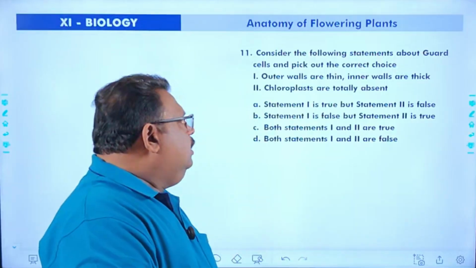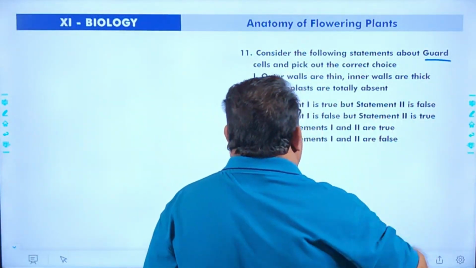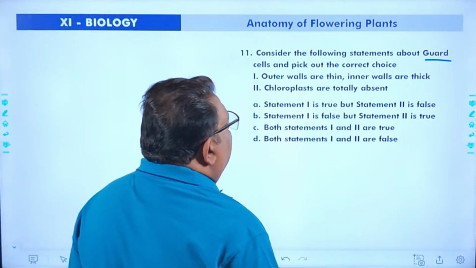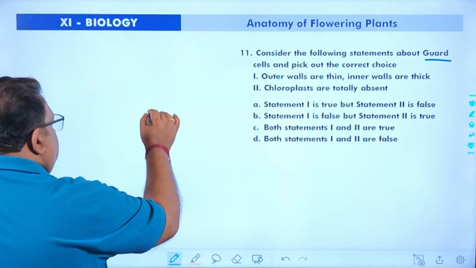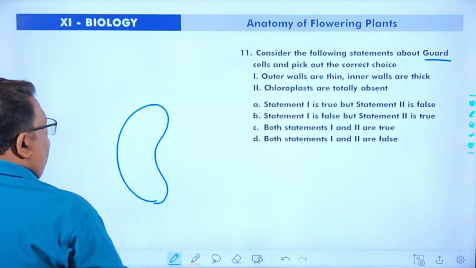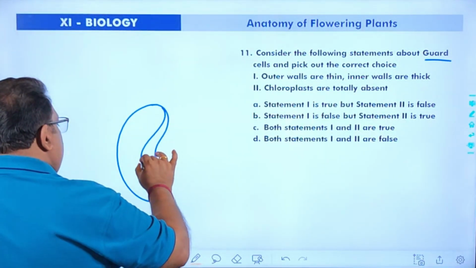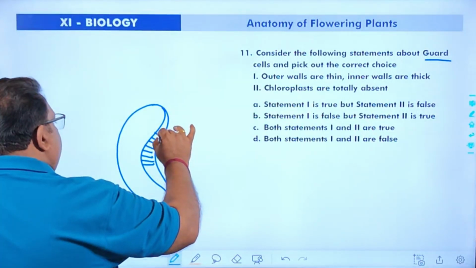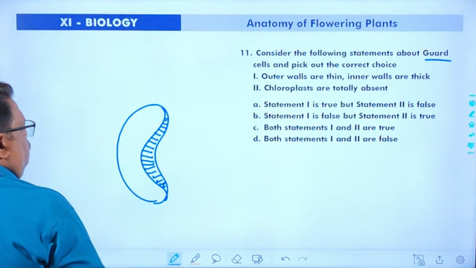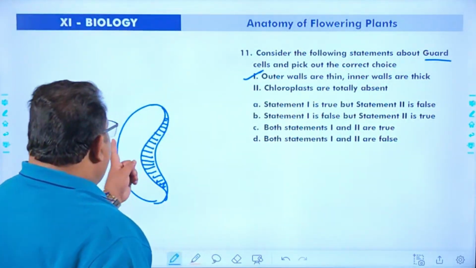Next one. Consider the following statements about guard cells, and pick out the correct choice. The outer walls are thin and inner walls are thick. Suppose this is one guard cell. This is the outer wall and this will be the inner wall. So you can see that the inner wall is thick. Inner wall is thick, outer wall is thin. So that statement 1 is correct. Outer walls are thin, inner walls are thick.